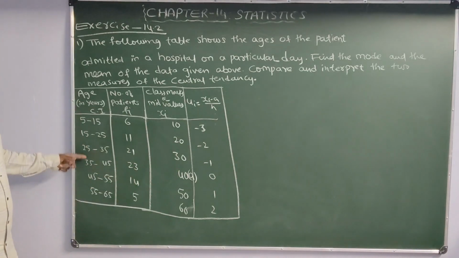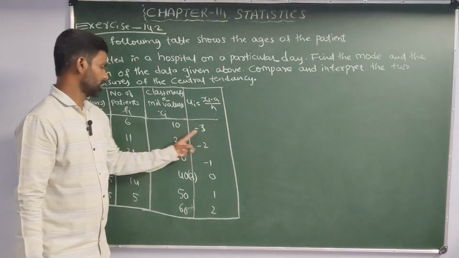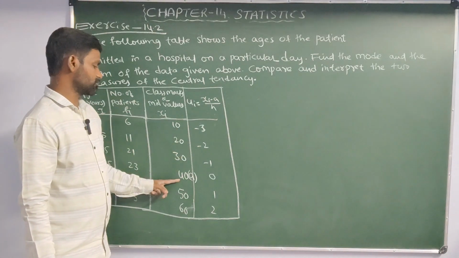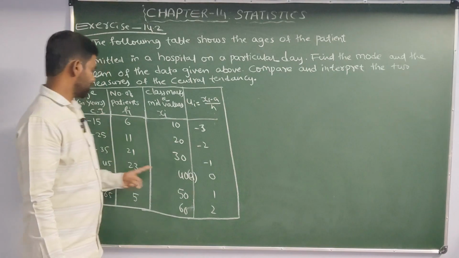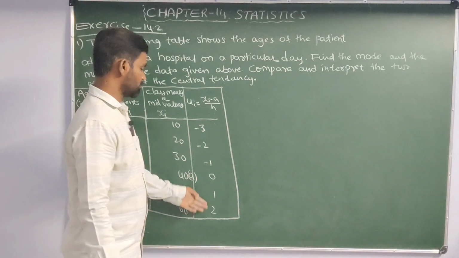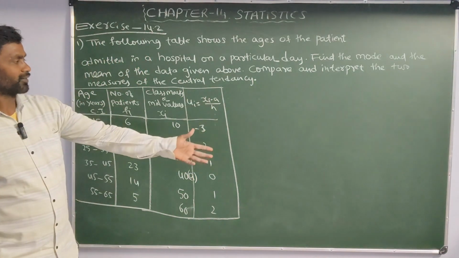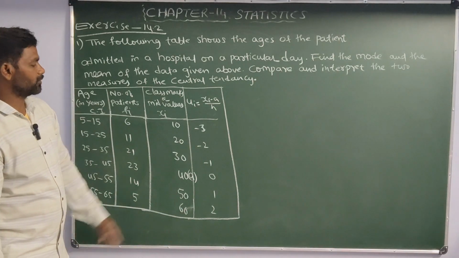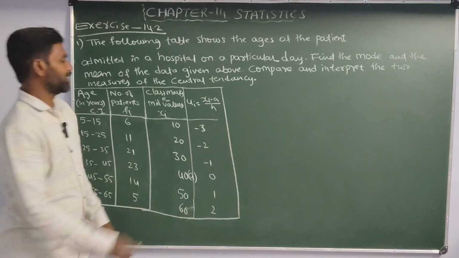Minus 30 divided by 10 is equal to minus 3. Next, 20 minus 40 is minus 20, divided by 10 is minus 2. In this manner, we have to calculate in rough paper, and then we have to write all these things.